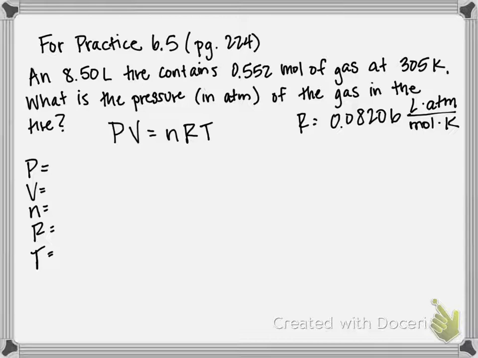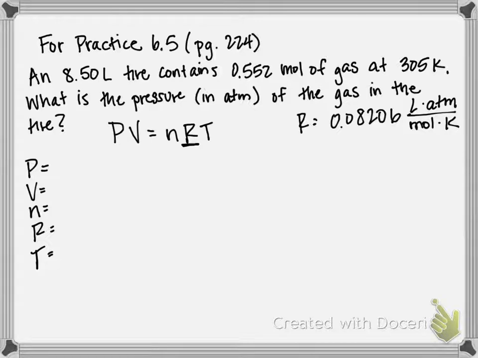So P is pressure like normal, V is volume, n is moles, T is temperature, and R, we're never given it in a problem. It is the ideal gas constant, meaning that it's always going to be the same value. So the ideal gas constant for units of pressure of atmospheres is 0.08206, and it has the units of liters times atmospheres over moles times Kelvin.